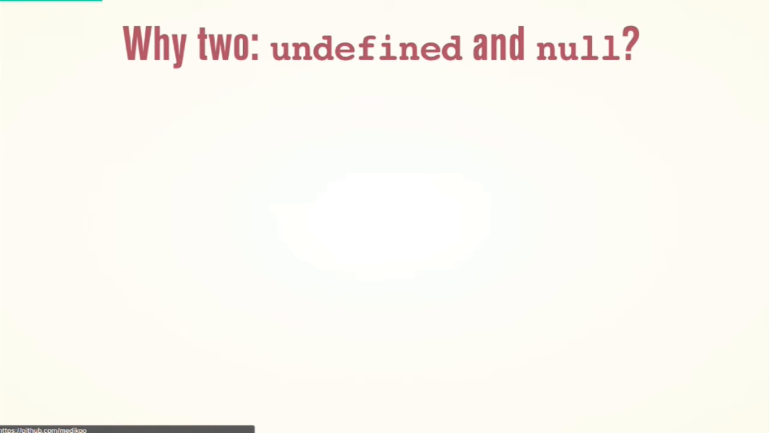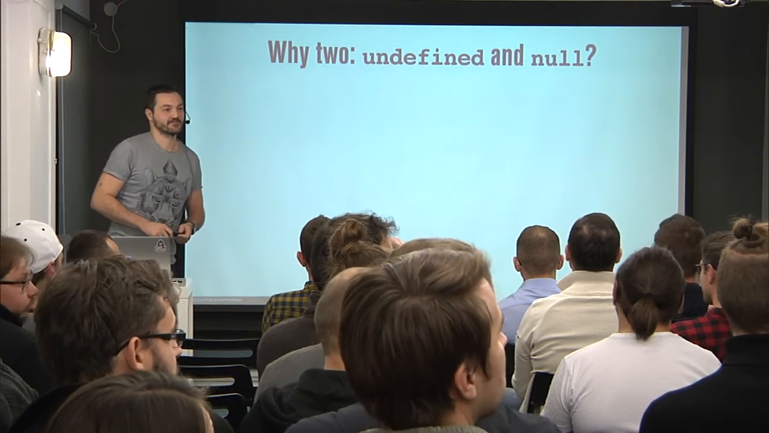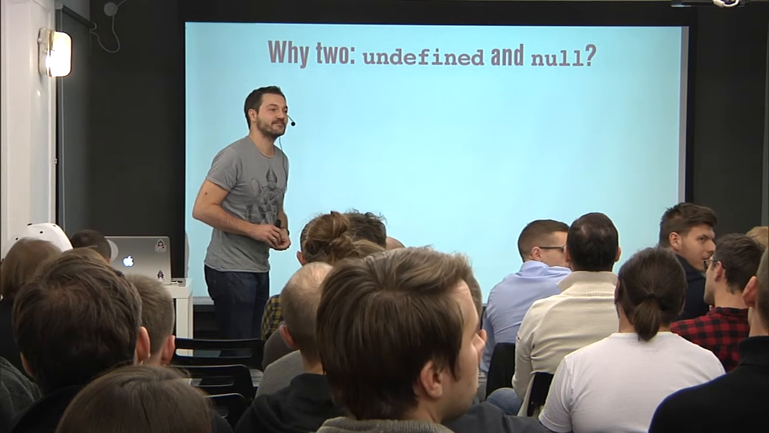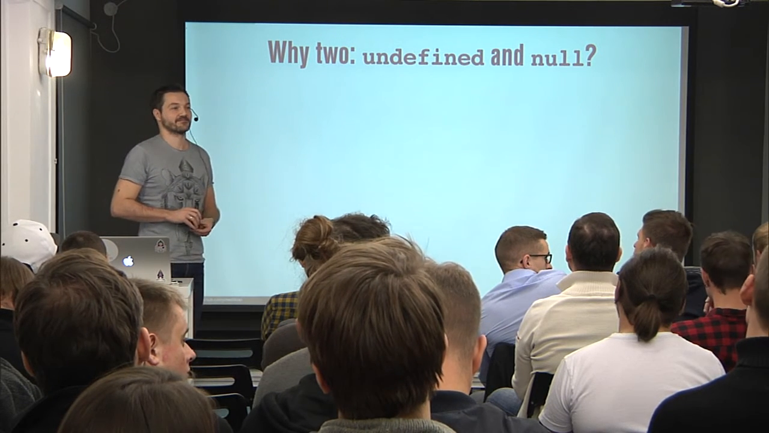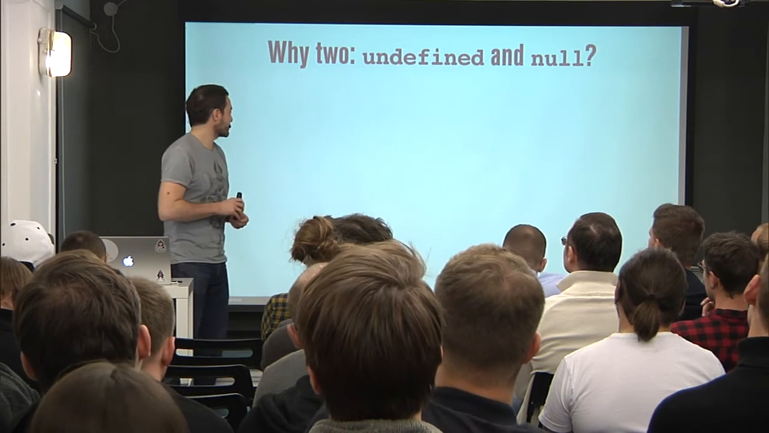So now there's a question: why does JavaScript have two values that represent lack of value? Do you have any idea? Null is some kind of value when you want to say there is no value, like the value is empty, and undefined is like there is no value, there is no key, there is nothing. Yes, very good. It's exactly what the meaning is.